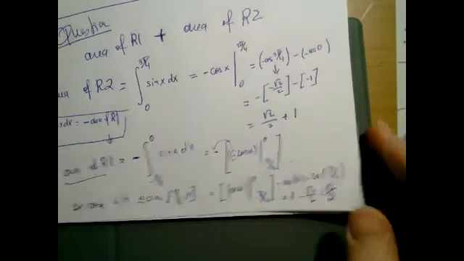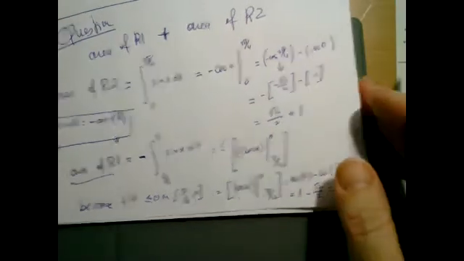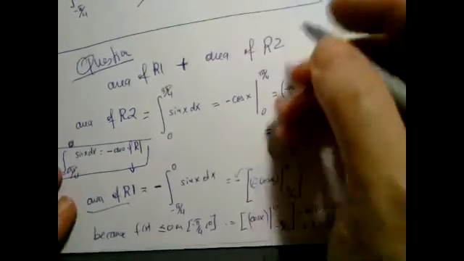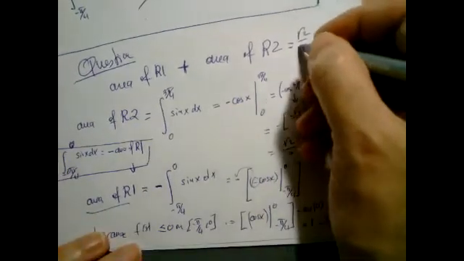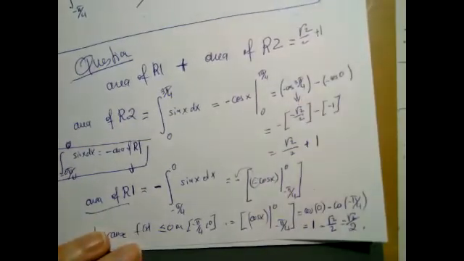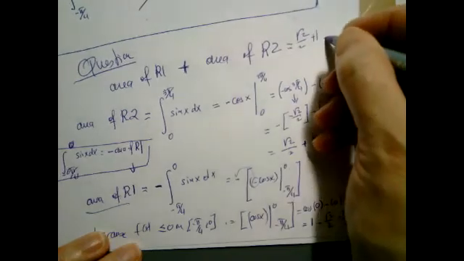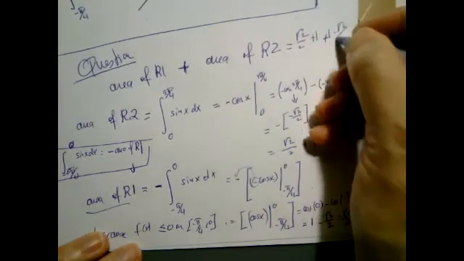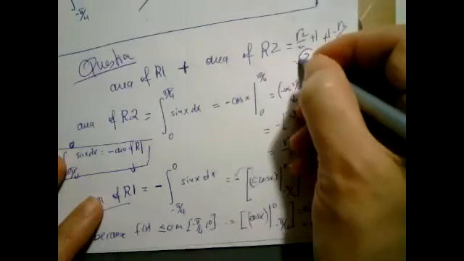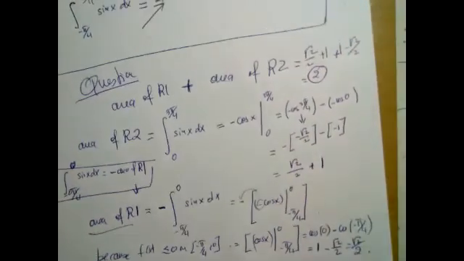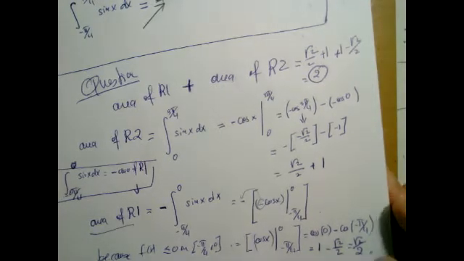So now the total area is just area of R1 plus area of R2. So the total area is going to be square root of 2 plus 1 plus 1 minus the square root of 2 over 2, which is going to be equal to 2. And that's the total area. Okay, so be very, very careful. It's a good problem because, again, it reminds us, at least graphically, what the definite integral represents.